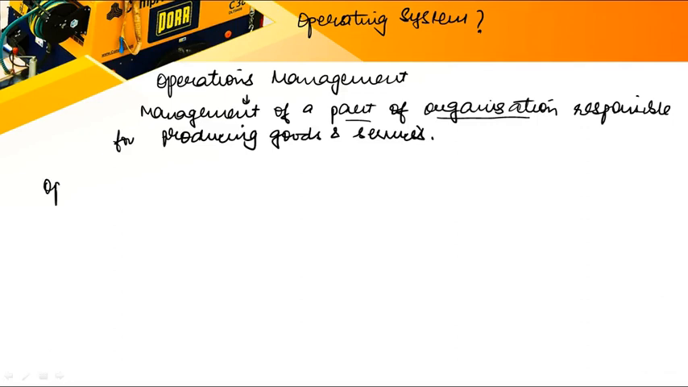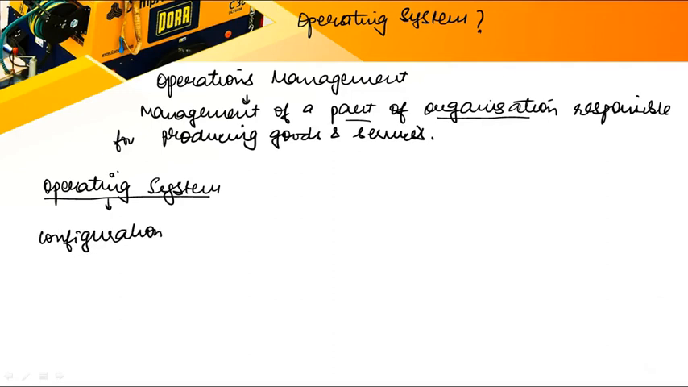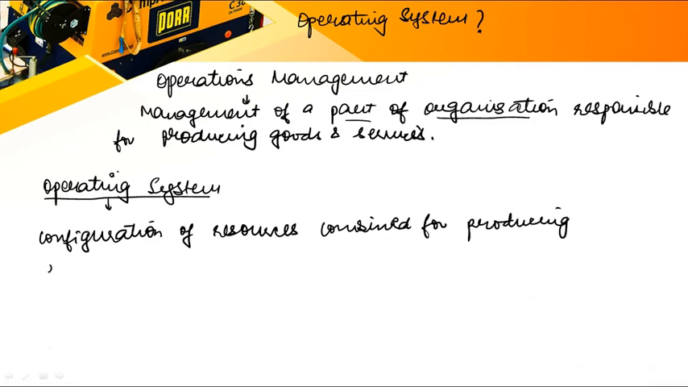Now, what is operating system? ये तो हमने कभी सुना नहीं. Sir, operating system is like the one which we have in our mobile phones, iOS, or the Android version, I don't know which is running. So, what is the operating system? Operating system is basically a configuration of resources, or you can say a combination of resources combined for producing goods and services.